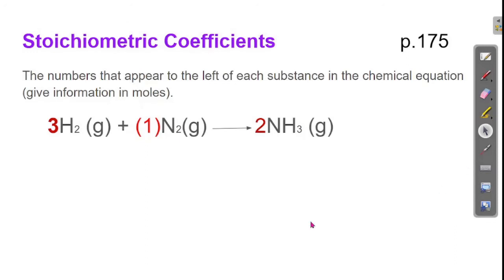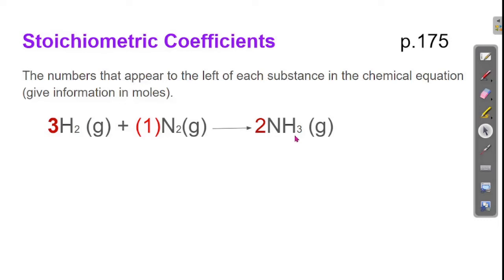Now, the coefficients have a name. From now on, we're going to call them stoichiometric coefficients because we're doing stoichiometry with them. If you're following along, we are on page 175 in your textbook. So you need to know the definition and know that these little numbers right here are called stoichiometric coefficients. And they give you information in moles. Nothing else. Those are moles.